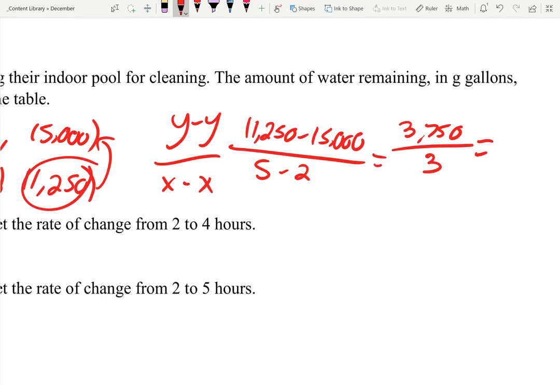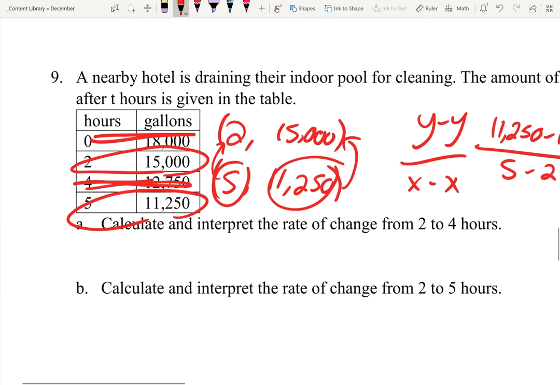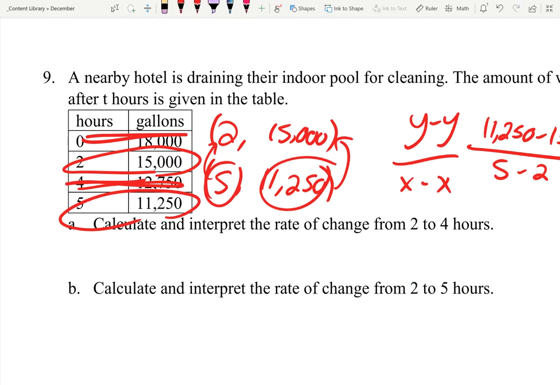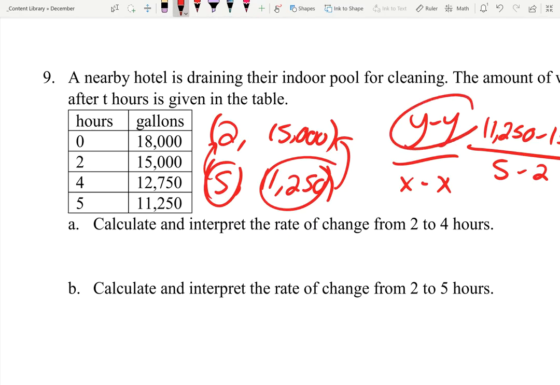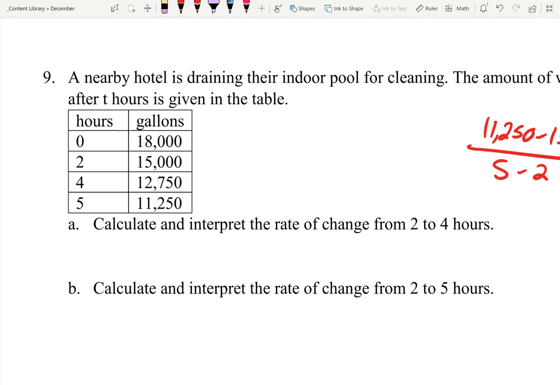Oh, messed up. 3,750 divided by 3 is 1,250. So there's your rate of change for B from 2 to 5 hours. So again, only use your slope formula, right? Subtract the y's, subtract the x's, but do it for only the points that it gives you, okay? 2 hours and 5 hours. Those are the 2 points, okay?